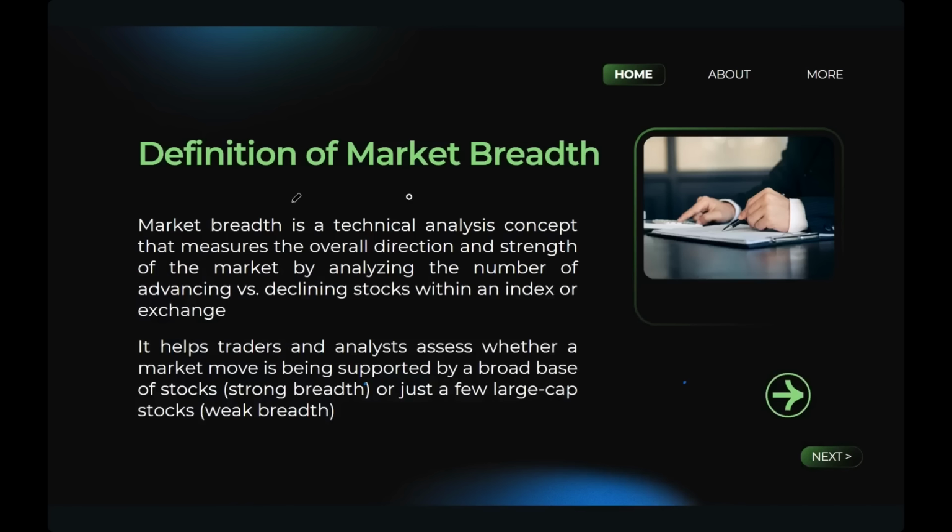Market breadth. Well, let's see the definition of market breadth. Market breadth is a technical analysis concept that measures the overall direction and strength of the markets by analyzing the number of advancing versus declining stocks within an index or exchange. It helps traders and analysts assess whether a market move is being supported by a broad base of stocks, that's a strong breadth, or just a few large cap stocks, weak breadth.